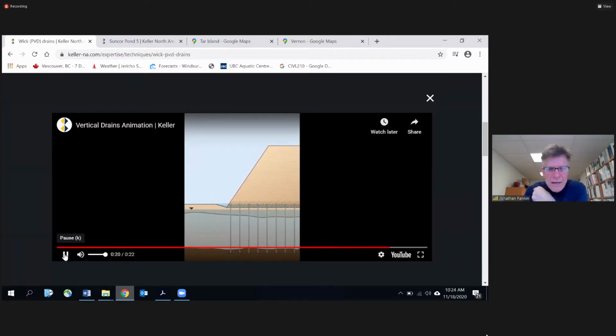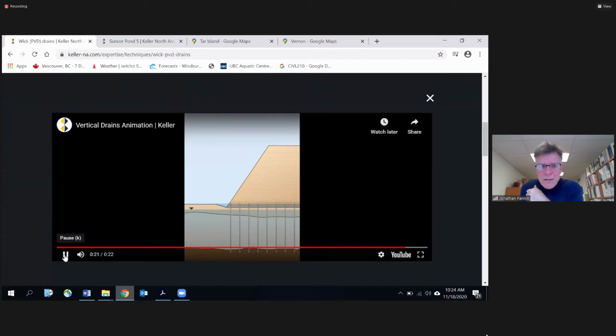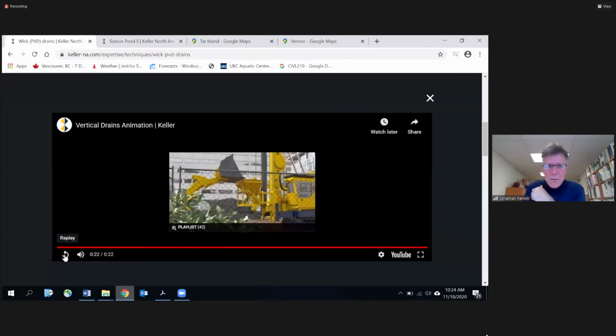The embankment settles. Do you see the embankment settlement there? And that's taking place as we expel water, groundwater, up through the drains, and the volume change by expelling the groundwater is associated with the settlement, assuming we've got no significant lateral spreading. And the idea is that you can accelerate the consolidation settlement owing to the presence of the wick drains.